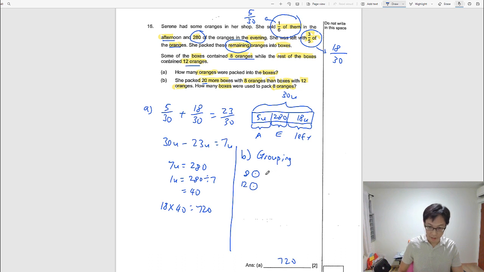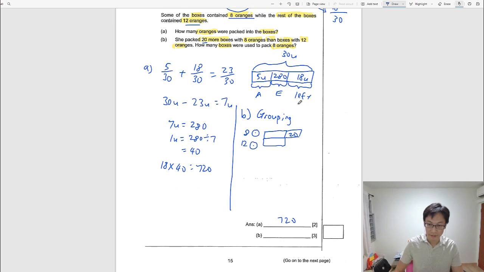We know that there are 20 more boxes of 8 oranges than those boxes with 12 oranges, right? So after you minus away these extra 20 boxes, the number of boxes over here will be the same. Can you follow me? Alright, so let's take 720 minus away the oranges in these 20 boxes. Okay, but be careful, right? These 20 are referring to the boxes, not the oranges, okay?